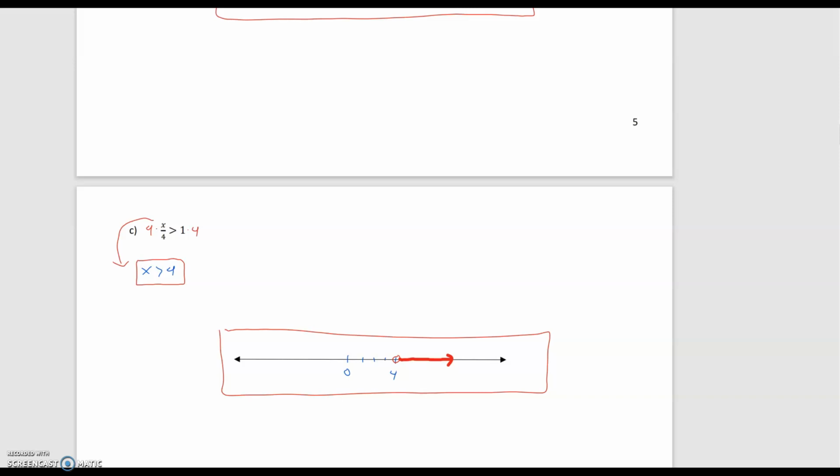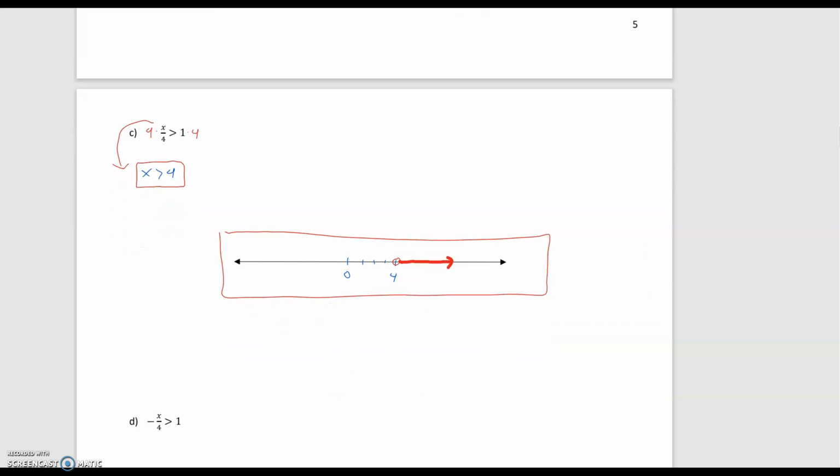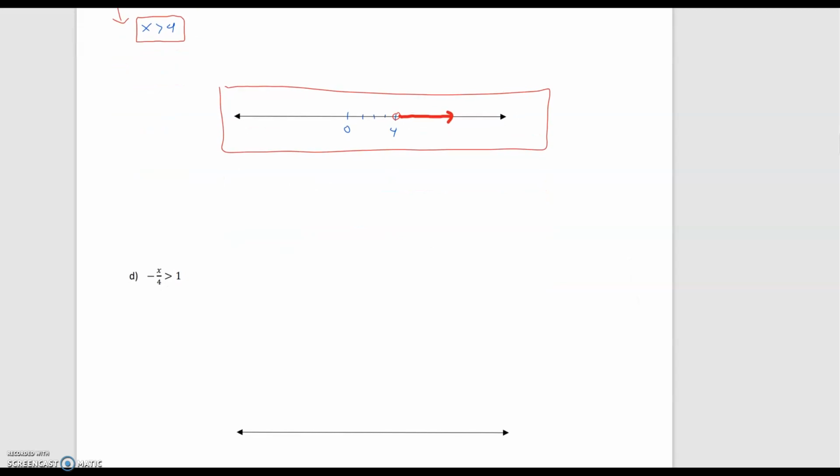It requires a multiplication of 4. Let's move on to D. And notice that D, we're going to have to multiply by negative 4. So what this is going to do is, on the left hand side, you're going to end up with x already isolated. And the greater, because we're multiplying by negative 4, it's going to turn into a less than negative 4.